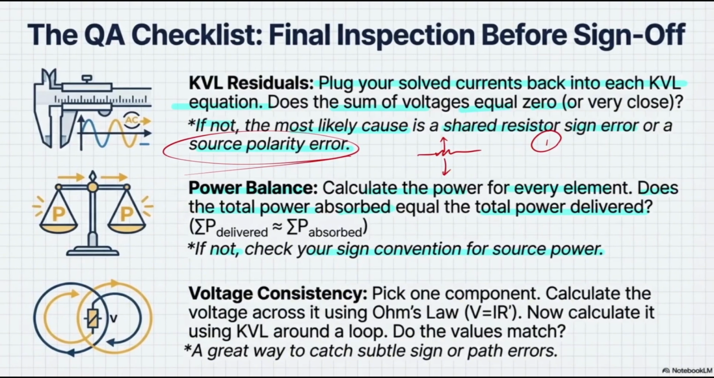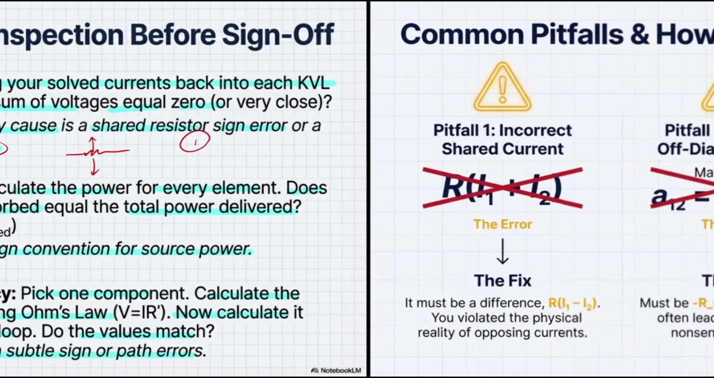And voltage consistency: pick one component and calculate the voltage across it using Ohm's law, V equals R times I. Now calculate it using the KVL itself, going around the loop, obviously. Do the values match? This is a great way to catch sign or path errors in anything you have.